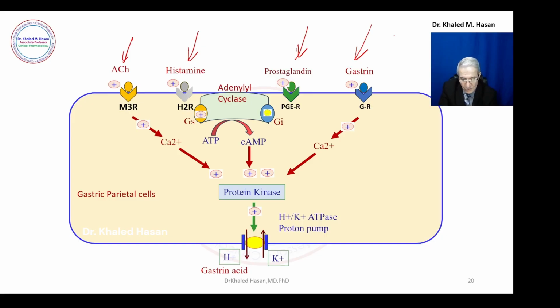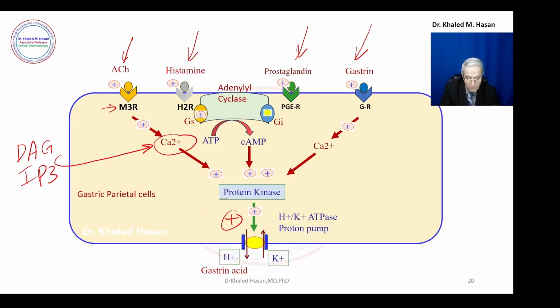So acetylcholine binds to the M3 receptor. M stands for muscarinic receptor. It activates and enhances diacylglycerol, IP3, and this will lead to the formation of calcium. Increased calcium will activate protein kinase. Activated protein kinase will stimulate the proton pump and increase release of acid.